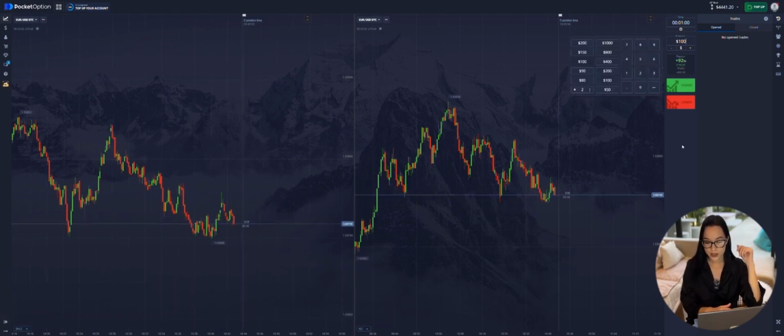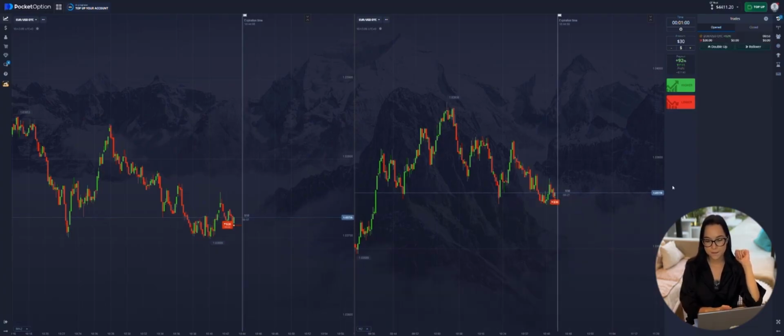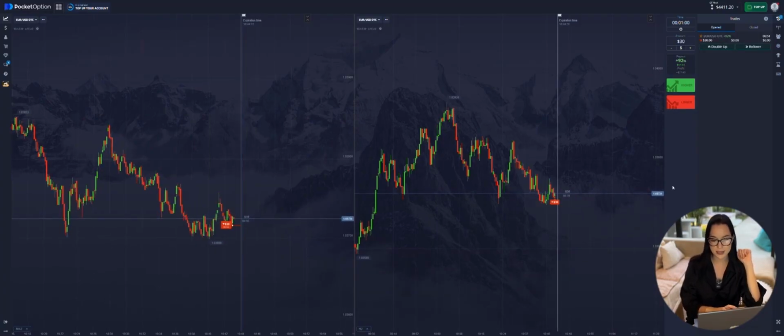I open here another trade. We change our amount of money. Let's just do it with $30, why not? And I open another trade because I'm not really sure in this trade, so that's why I decided to put this amount of money, but let's see.